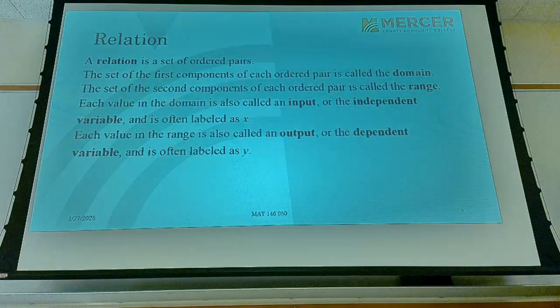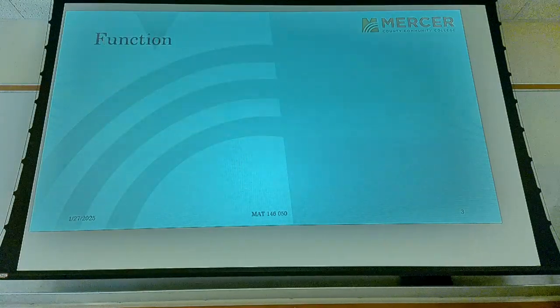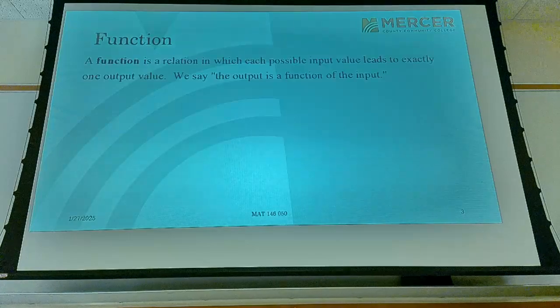Well, a function is just a special type of relation. It's a relation in which each possible input value leads to exactly one output. In which case we'll say the output is a function of the input. So y is a function of x.